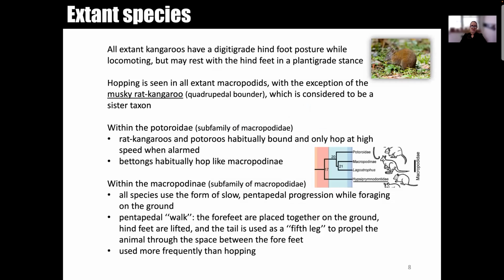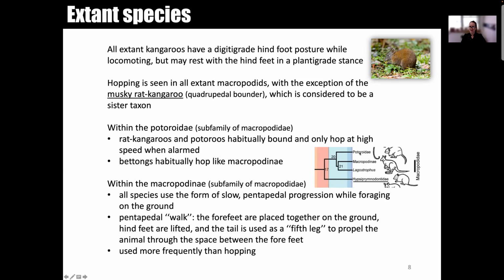So all living kangaroos have a digitigrade hind foot posture while locomoting, but they will rest with their hind feet in a plantigrade stance. Hopping is seen in all existing macropodids, with the exception of the musky rat kangaroo, which, as we said, is a quadrupedal bounder. And this group is actually considered to be a sister taxon. So if you look down here, this is where the musky rat kangaroo sits. So there's only one species in this family.